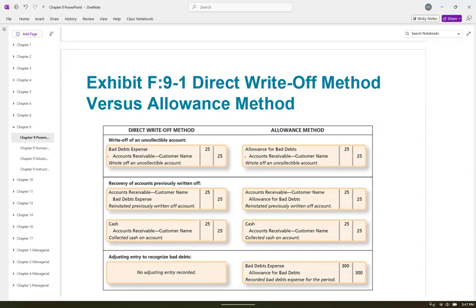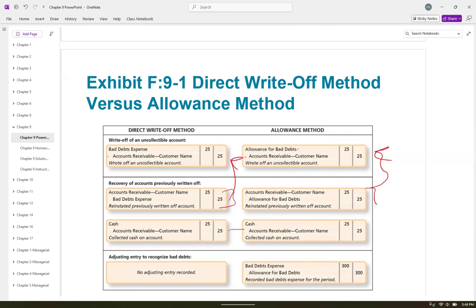Under the direct write-off method, we would debit bad debt expense. Under the allowance method, we would debit that contra account, allowance for bad debts, because remember, we set aside so much money that we knew was going to go bad. Then when they recovered the account, we reversed the entry. Both of these are reversals of the original entry. Then actually collecting the cash, those are the same. I like this because it's really good when you can see which journal entries are different and which ones are the same, because those are a couple of boxes you can get correct and get partial credit, and that partial credit may end up making you pass the class.